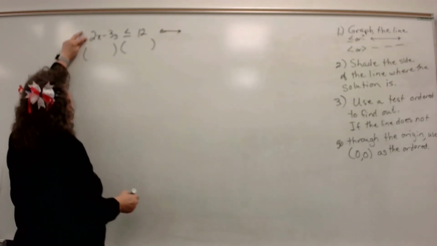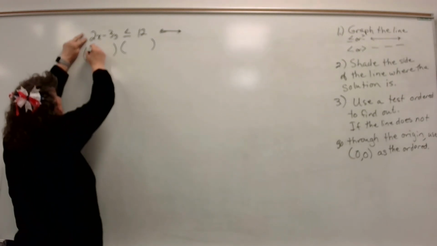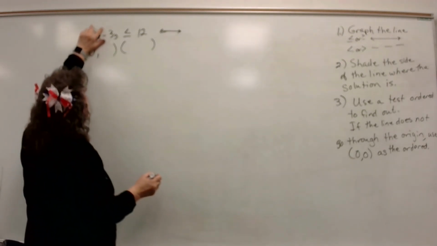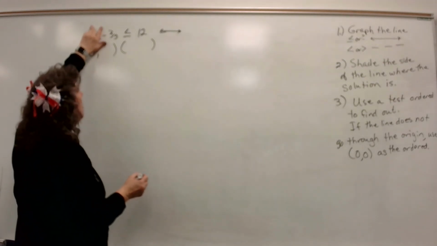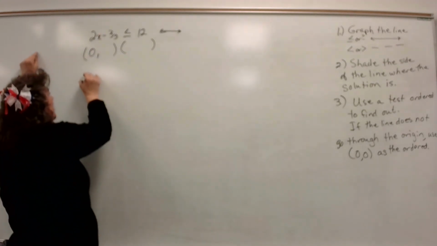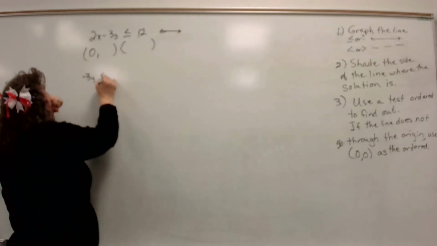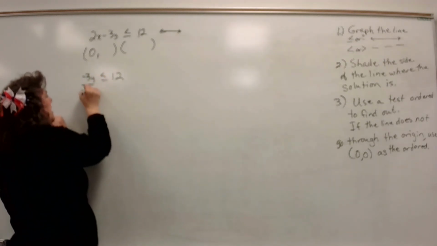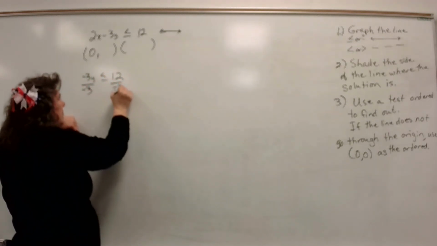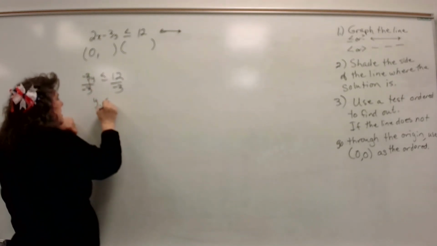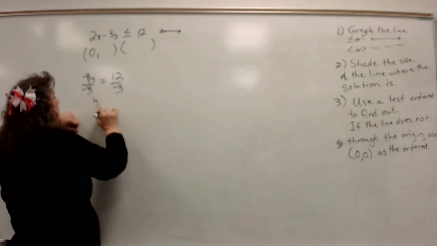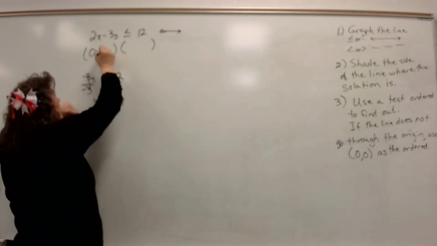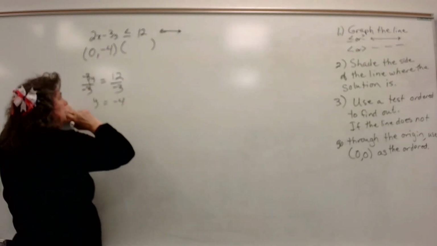So for my y-intercept, if I put 0 in for the x, that means 2 times 0 is equal to 0. And I have negative 3 times y is less than or equal to 12. And therefore, divide by negative 3. And y, well, just make it equal instead of that. y is equal to negative 4. Therefore, that's one ordered pair.